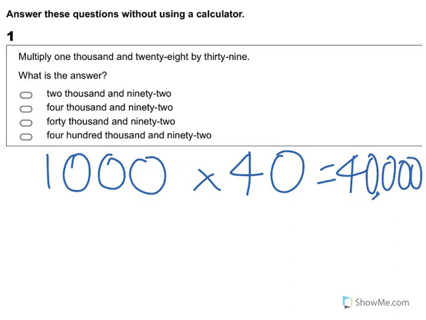So let's have a look at these answers. The first one we've got is 2092. Well, that's not close to 40,000. The second one says 4,000 something. Well, that's not close to 40,000. The third one, that is 40,000, pretty close to it. And the fourth one's 400. Okay, so estimation skills here, guys.